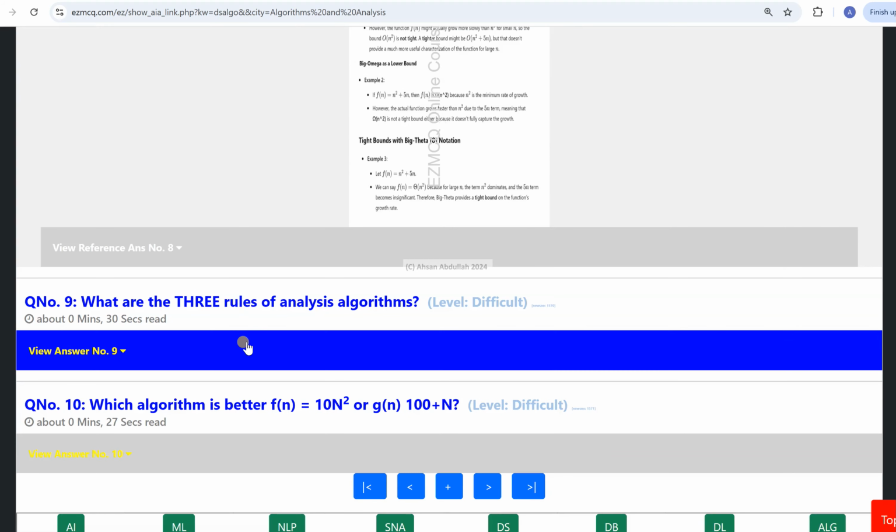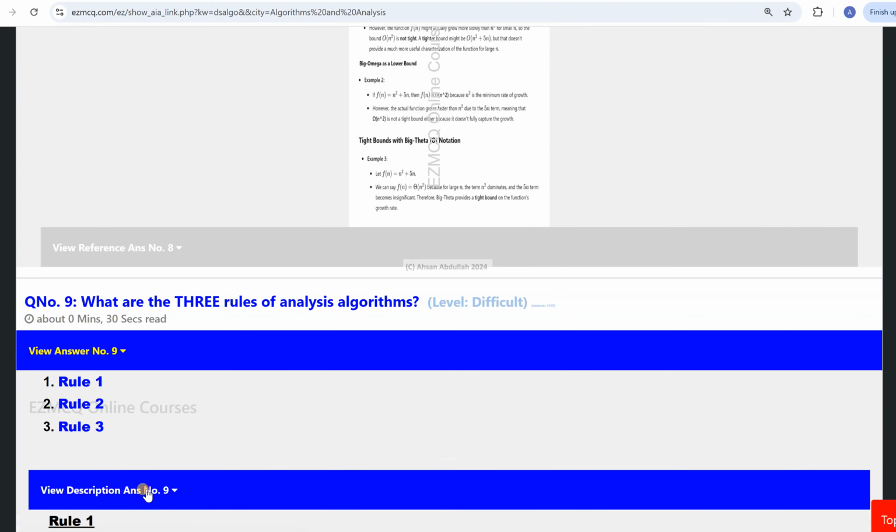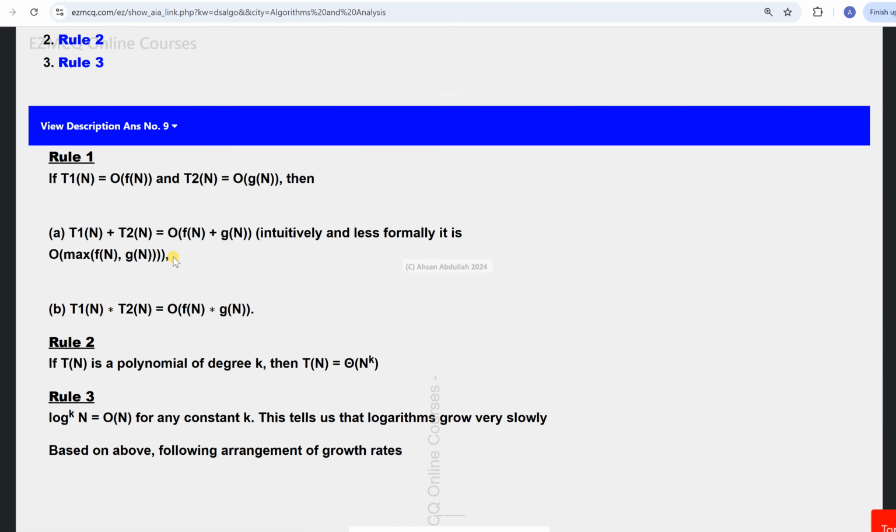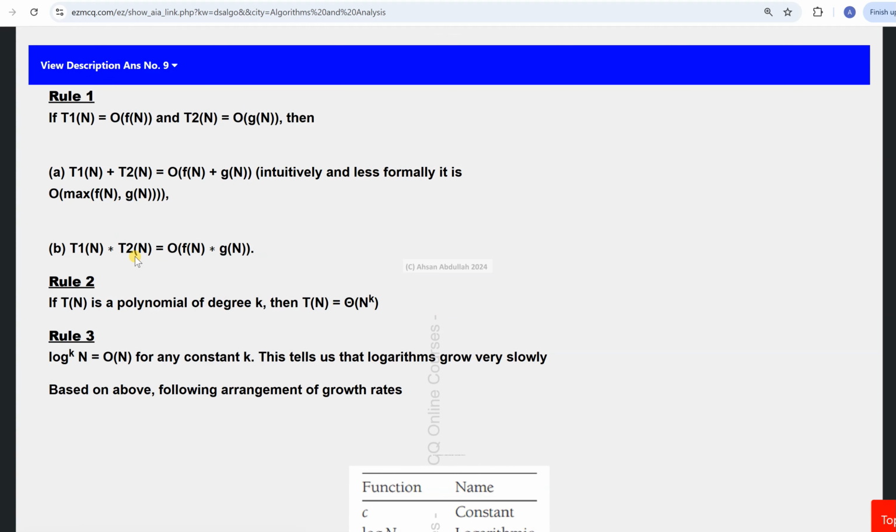All right, so what are the three rules of the analysis of algorithms? So let's look at those three rules. Those three rules are basically, this is the sum rule. So if we have two functions and we look at their summation, less formally it is the max value, the function which grows at a higher rate. For example, n squared plus 5n, the max of n squared and 5n is n squared. And you take the product also for them in the form of nested loop. So that's n squared. The outer loop is running n times, the inner is also running n times.